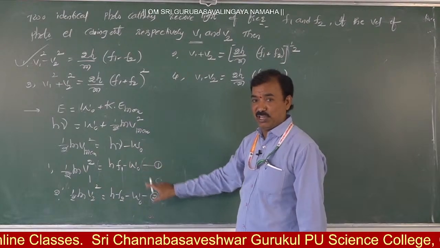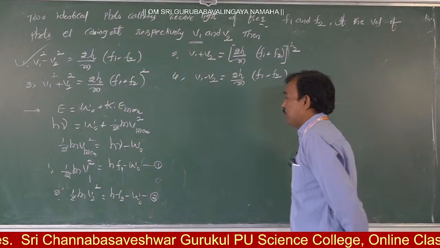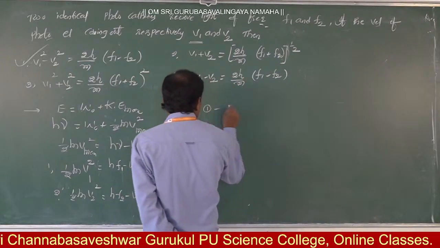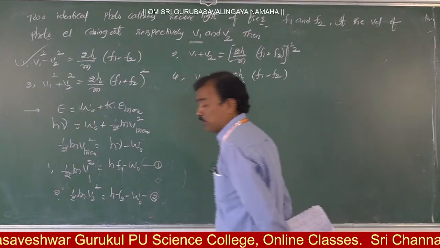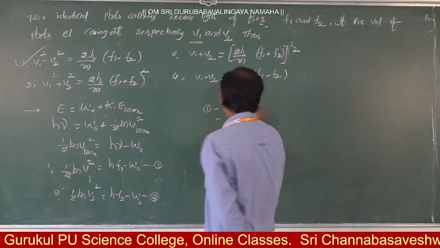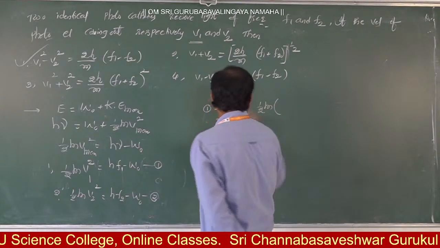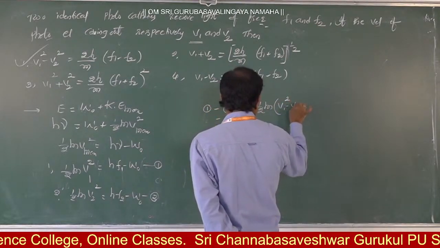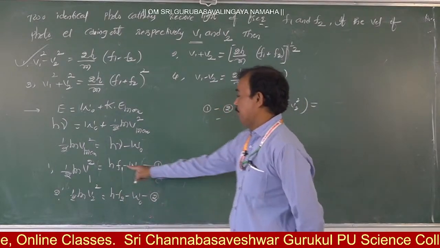By adding, subtracting here. So equation 1 minus equation 2. Simple question here. Equation 1 is equal to half m into v1 square. So half m is common here: v1 square minus v2 square, a simple equation, which is equal to h f1.